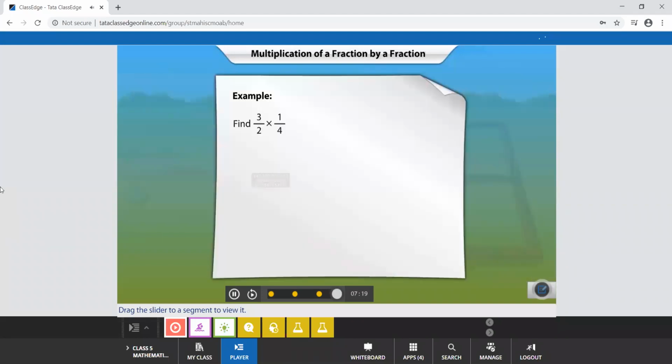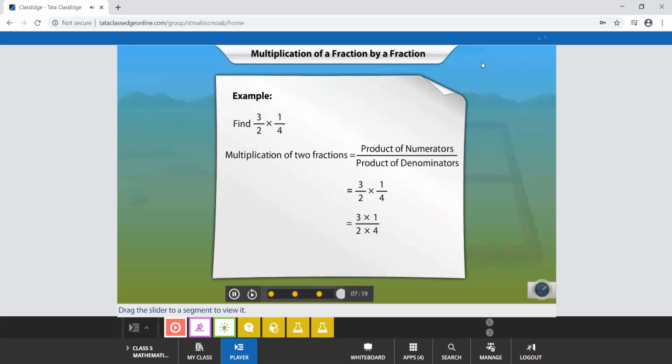How would we multiply 3/2 by 1/4? We'll multiply the numerators of the fractions with each other. Likewise, we will multiply the denominators together. 3 and 1 are the numerators, and 2 and 4 are the denominators. This gives us 3 multiplied by 1 as the numerator, and 2 multiplied by 4 as the denominator. As a result, we get 3/8.